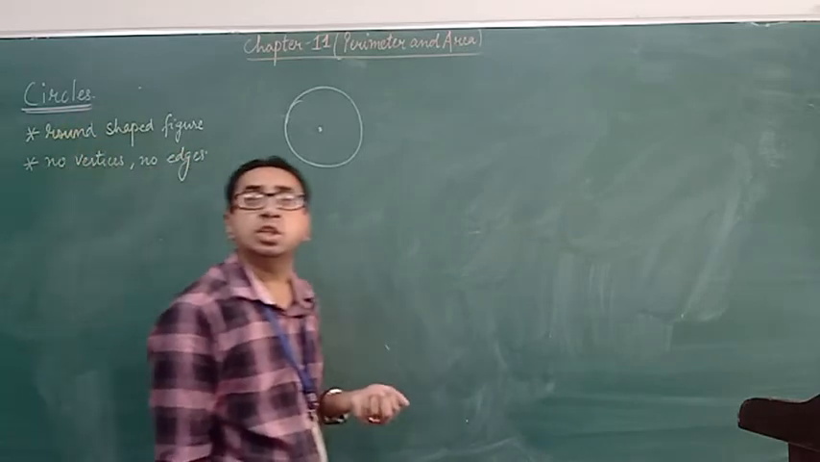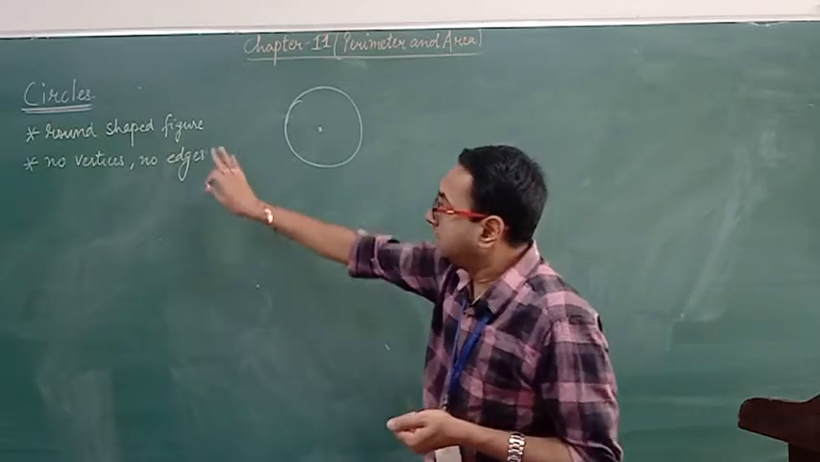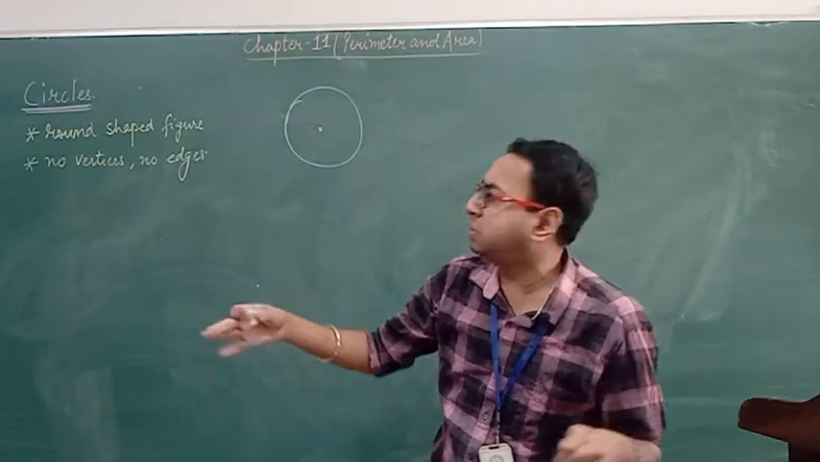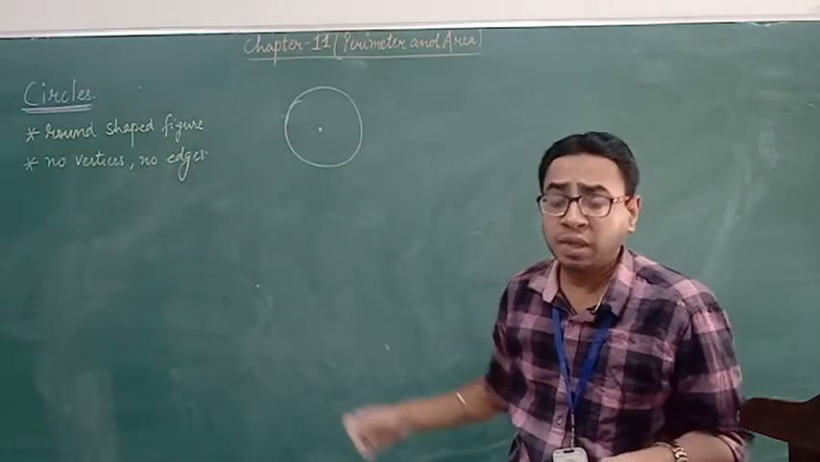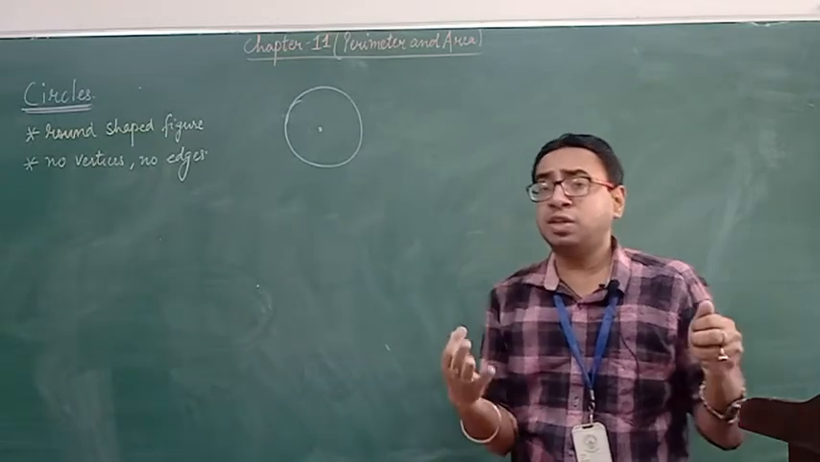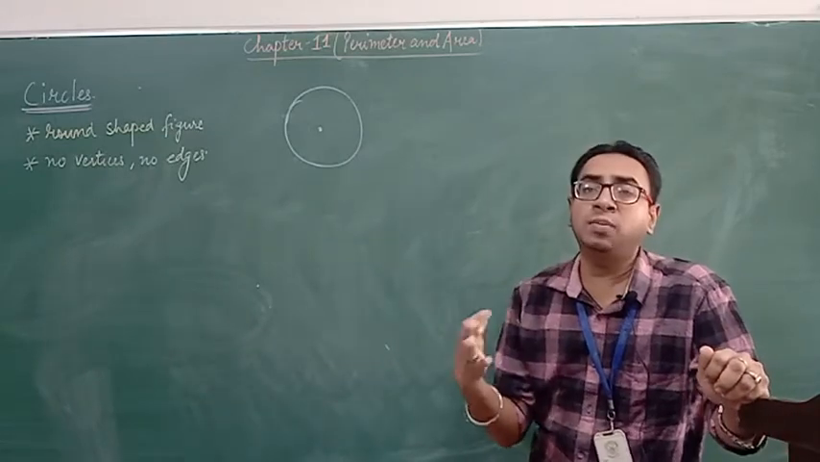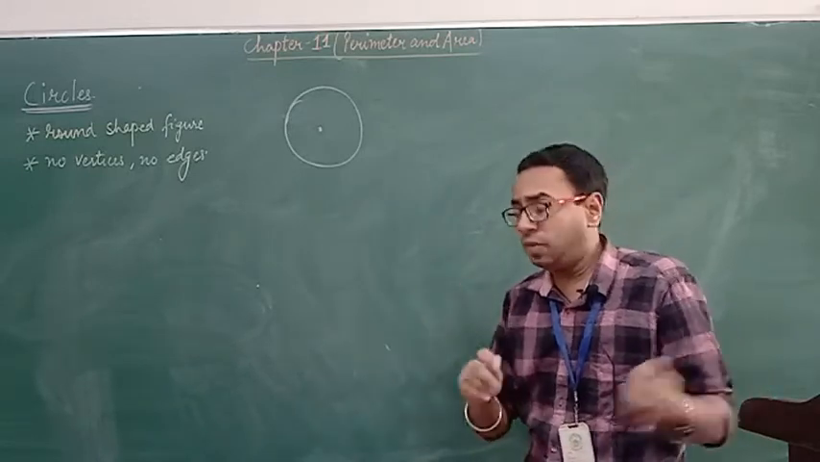Here, you might be thinking the definition of circles is over. In the simplest form, if anyone asks you what a circle is, you will definitely say it's a round shaped figure having no vertices, no edges, etc. But being a professional, if you want to impress anyone, how will you impress somebody with the definition of a circle? Let's see, I'll be writing.